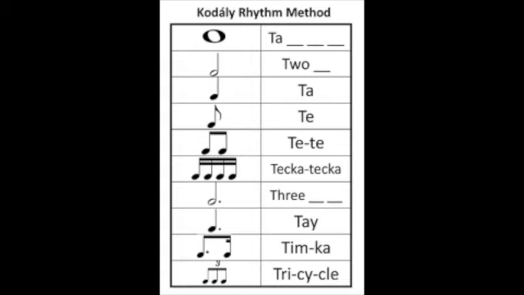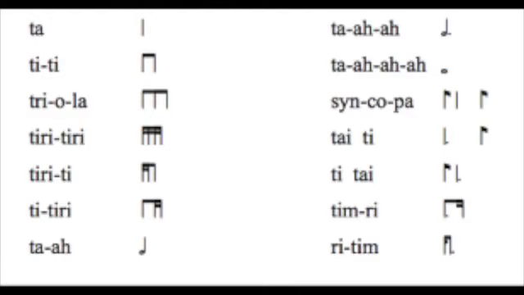Tika tika is another one. I particularly like syncopa, which you'll see on the next slide, or tricycle as it's got here. Okay, focusing on that triplet again from tricycle, you've got triola, which is the original Kodály. Very effective, triola, triola, for getting kids to count triplets or even isolated triplets, ta, ti, ti, triola, ta, ti, ti, things like that.